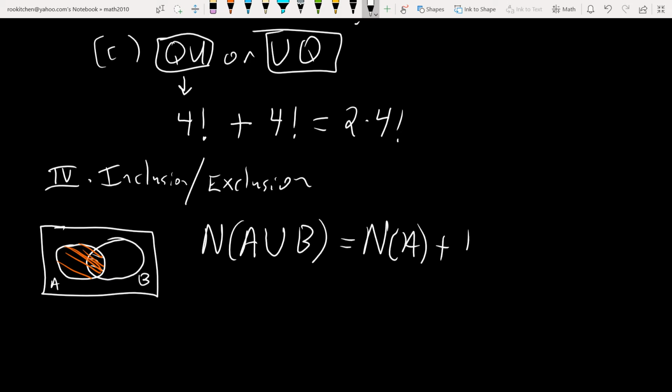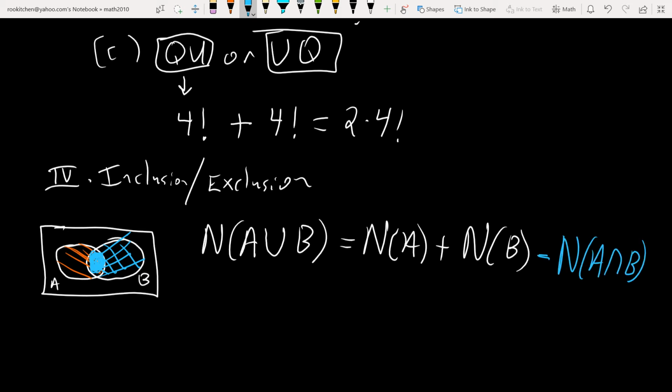And then if you add it to the number of things in B, what's happening? There's this overlapping region, right? So number of things in B is all this stuff. Went a little bit outside the circle there. And what's happened is you counted the intersection twice. So you need to subtract away a little bit. You need to say, okay, we subtract away the number of things in A intersect B.